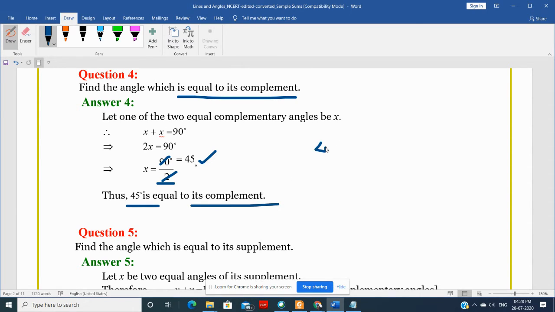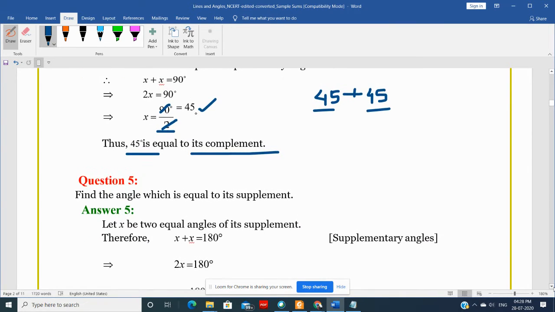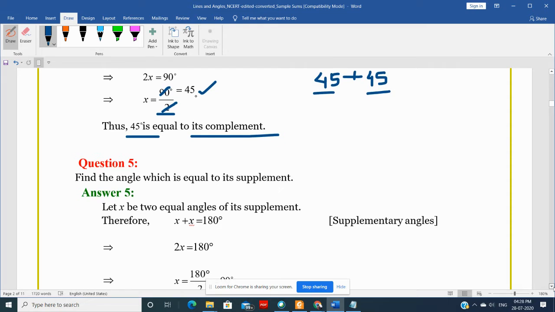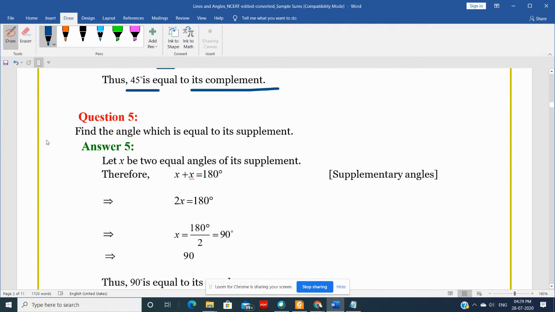How? Because when we add 45 and 45, that would give us 90, and they both are the same. So which two angles are the same and complementary to each other? Angles with 45 degrees. Alright, there shouldn't be any confusion.